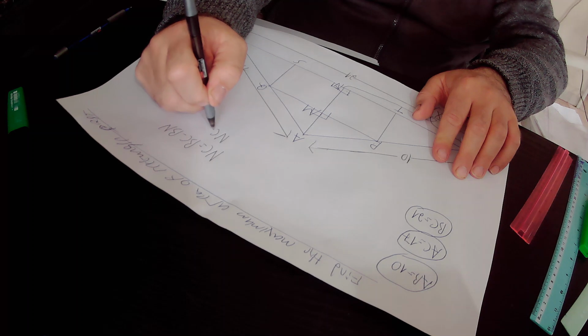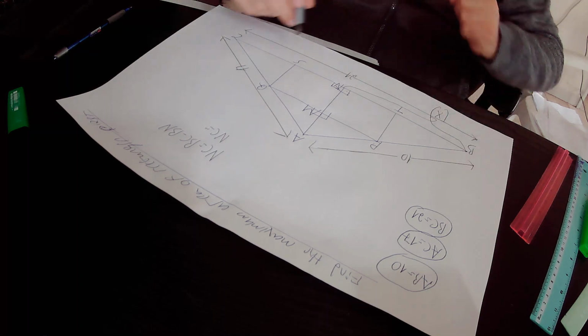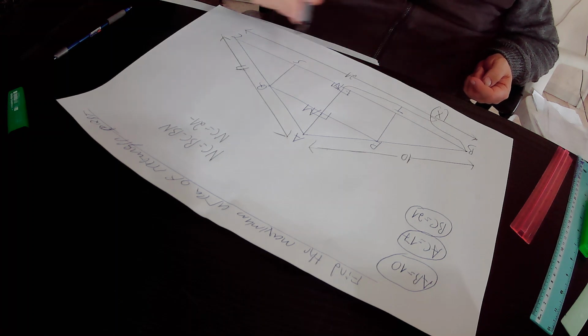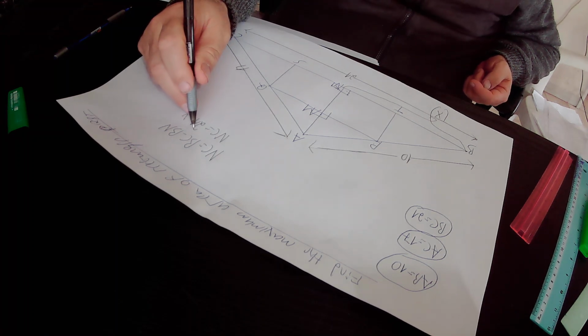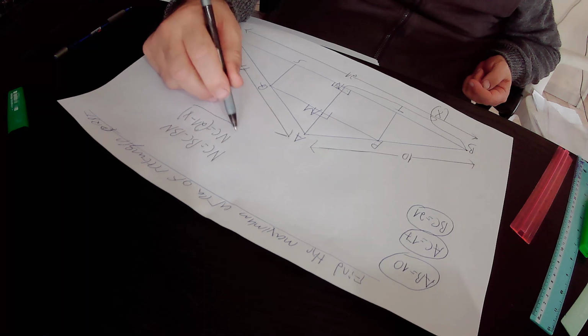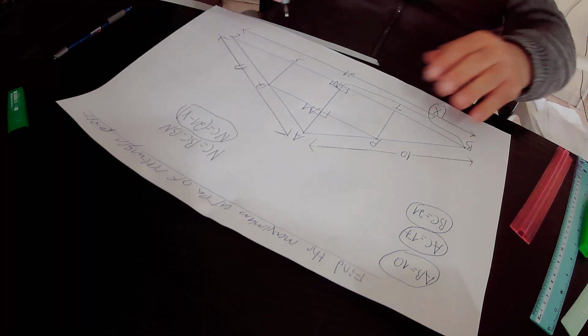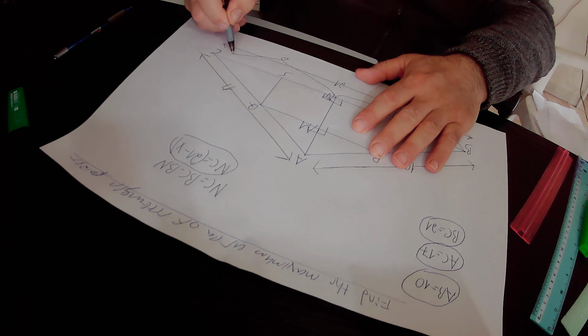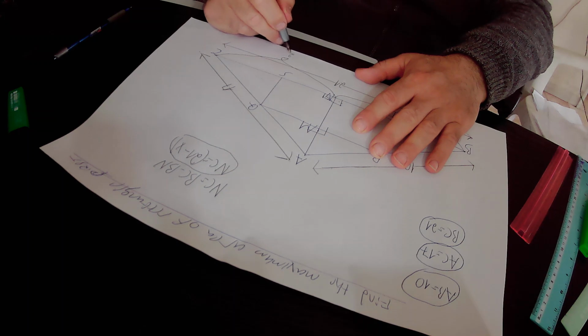So NC equals BC, BC is 21 according to what is given, minus BN. BN is X according to our definition. So in total, NC equals 21 minus X. So I write it down. This is line segment NC. That equals 21 minus X units in its length.